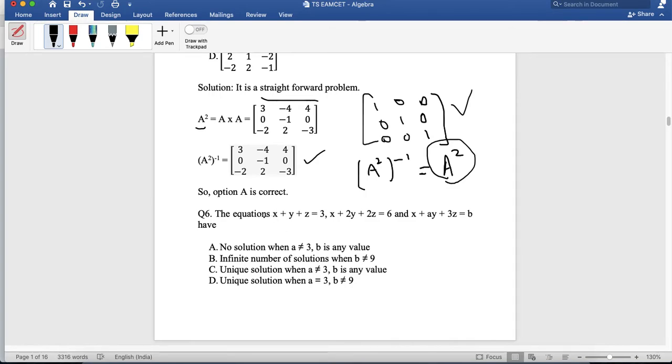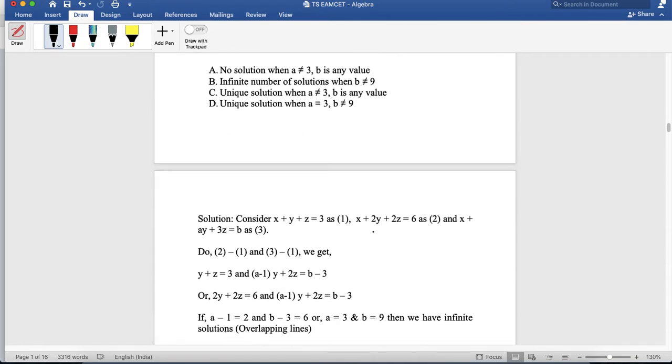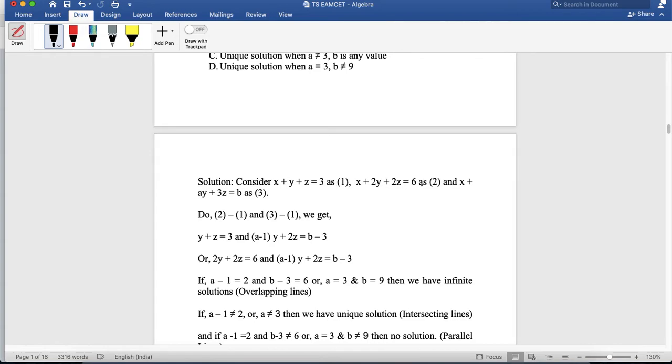Okay, so next problem. The equations x plus y plus z equals 3, x plus 2y plus 2z equals 6, and x plus ay plus 3z equals b. They have no solution, infinite solutions, or a unique solution. So that's a very easy problem. What I have done is just considered this as 1, this as 2, and this as 3. I have eliminated x from these three equations, and I am left with this. Y plus z equals 3, and a minus 1 y plus 2z equals b minus 3.